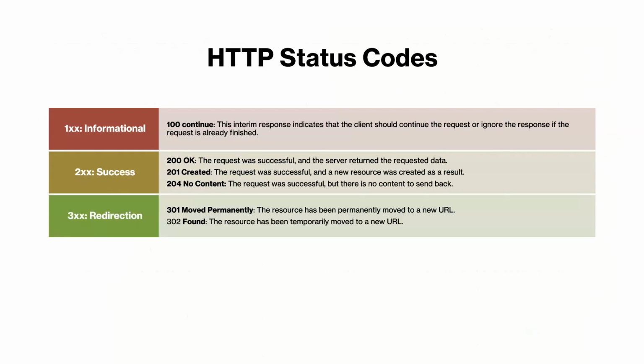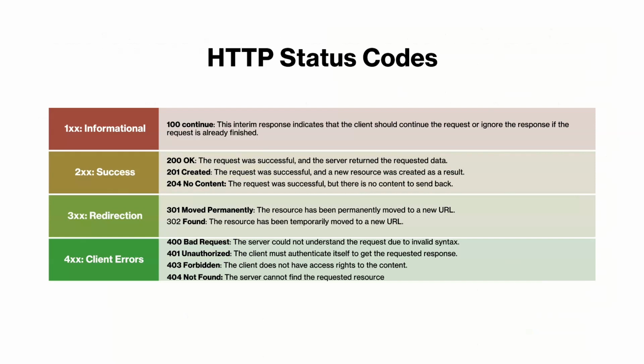3XX, Redirection. These codes indicate that further action needs to be taken by the client to complete the request. For example, 301 Moved Permanently means the requested resource has been permanently moved to a new URL, and 302 Found means the resource is temporarily located at a different URL.